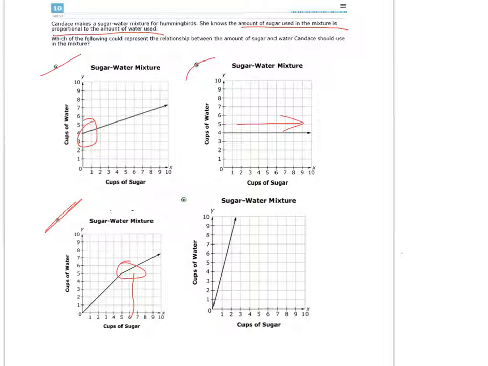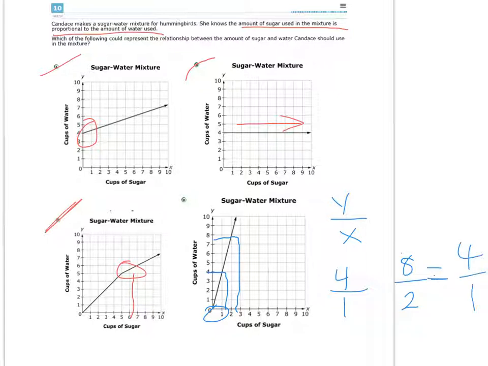We can assume that letter D is our only option as our answer, but let's double check. It starts at the origin, so we understand that. Then for the proportional relationship, for 1 cup of sugar, it is 4 cups of water. And we just want to make sure it's constant. So for 2 cups of sugar, it is 8 cups of water. Remember, the constant is y over x. So if there were 4 cups of water for every 1 sugar, then 8 cups of water for every 2 sugars also reduces to 4 over 1. So we just proved that it is constant, it's consistent, therefore being proportional. So letter D is our answer.